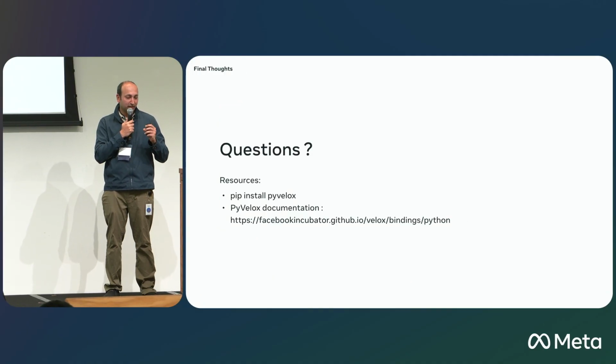And so it's pretty straightforward. You can just go and pip install PyVelox, and we also have the documentation published on all the bindings and all the types and all of that, which is available on the Velox documentation website. And any questions?